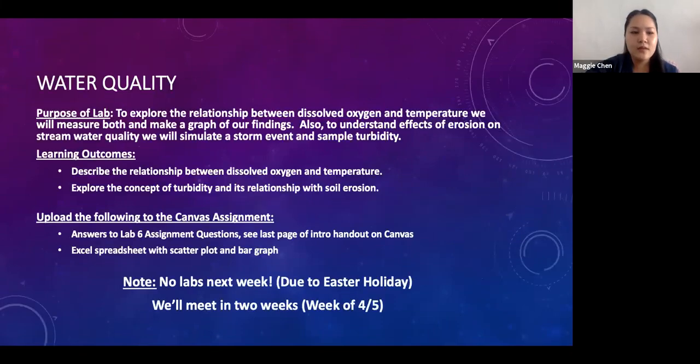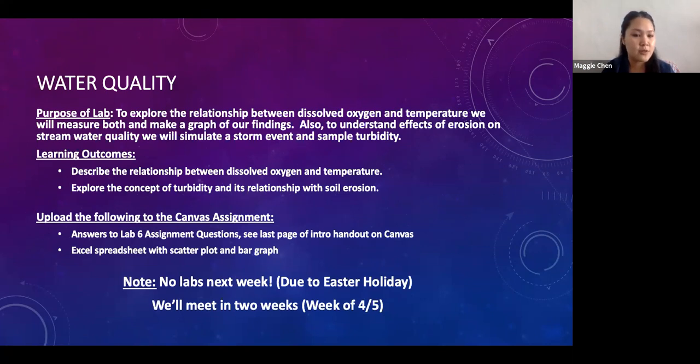For today's lab, the purpose is to explore the relationship between dissolved oxygen and temperature. The measurements of both will be given to us, and we're going to be making 2 graphs. We're also going to try to understand erosion in stream water and how that affects stream water quality. So we'll simulate a storm event and sample turbidity, or the cloudiness, of different water samples and the different particles within those samples. All the data that we need to work with will be given to us today through the Excel sheet on the Canvas Lab 6 page.